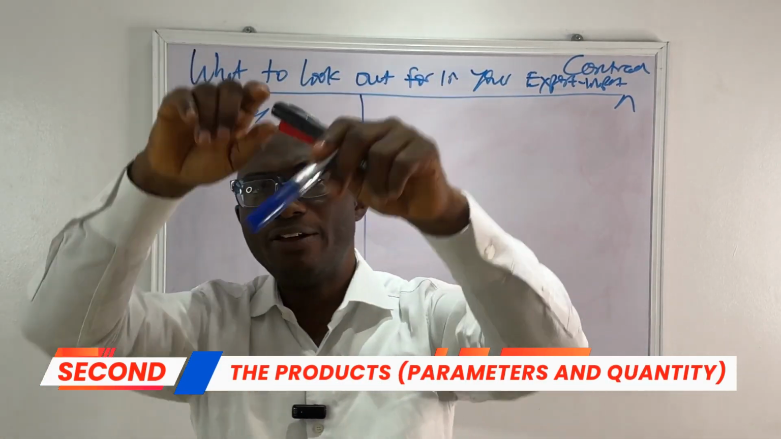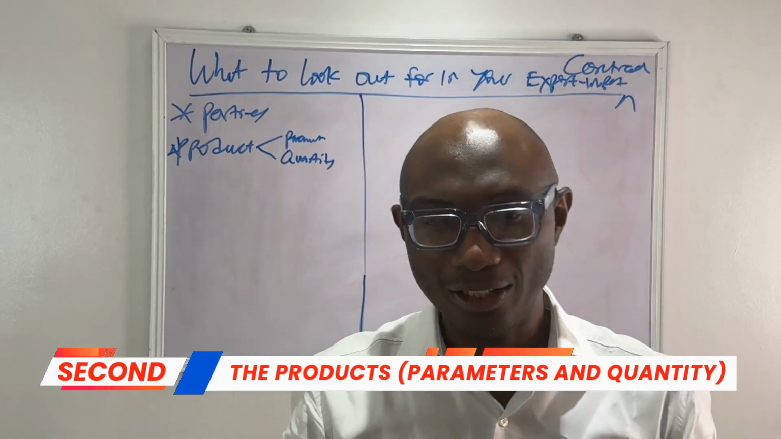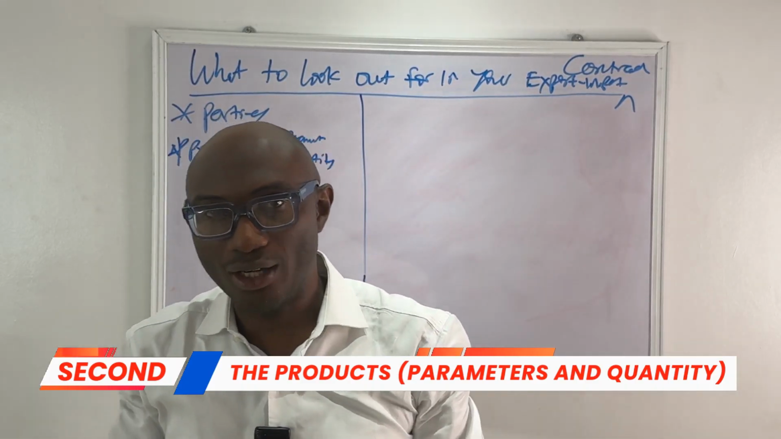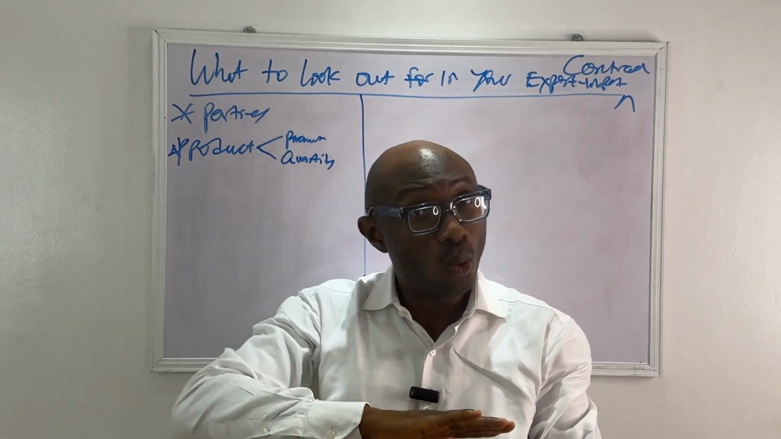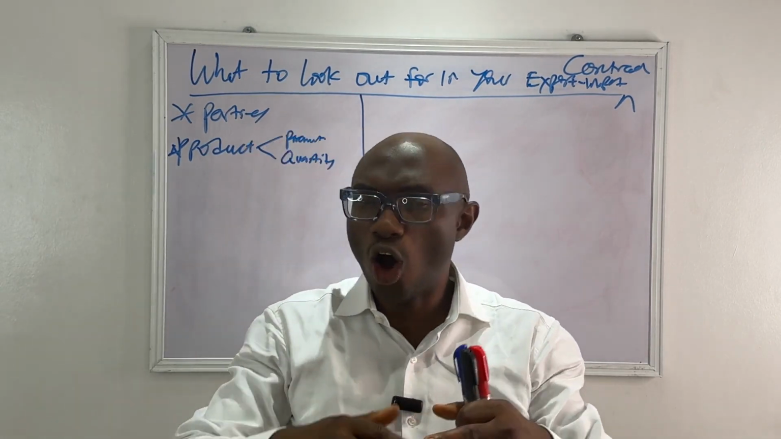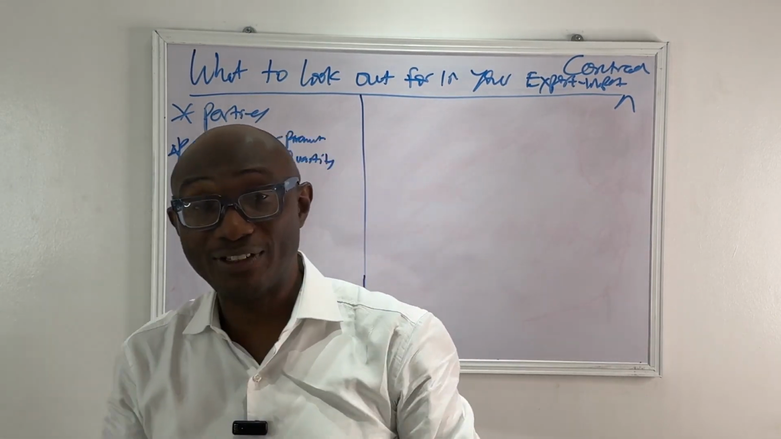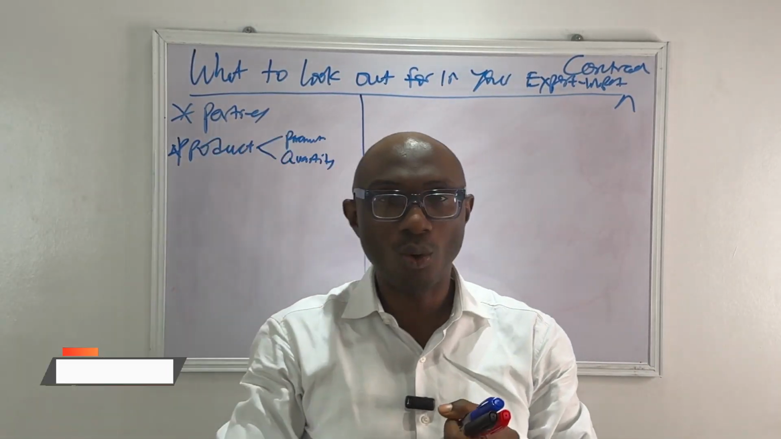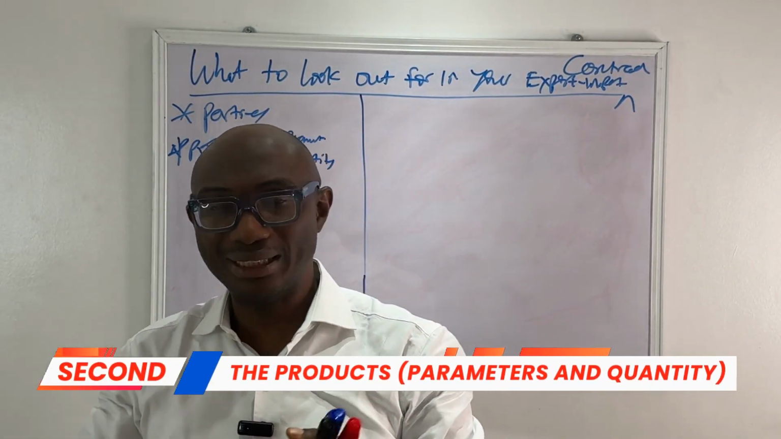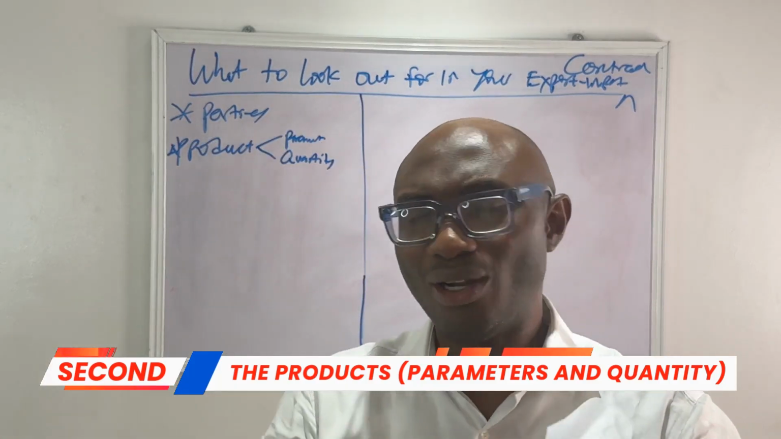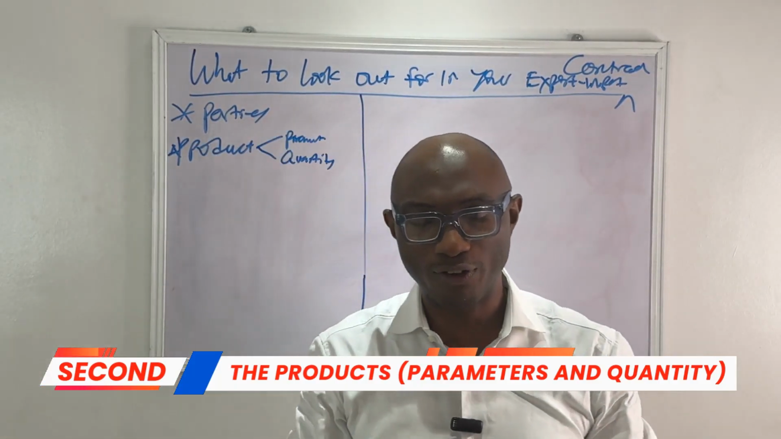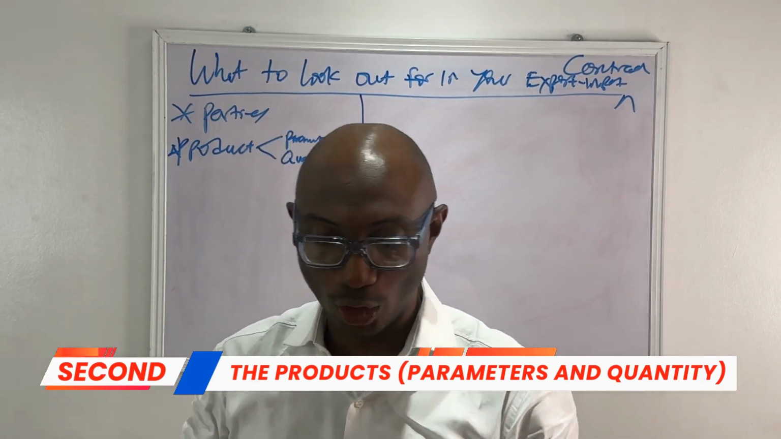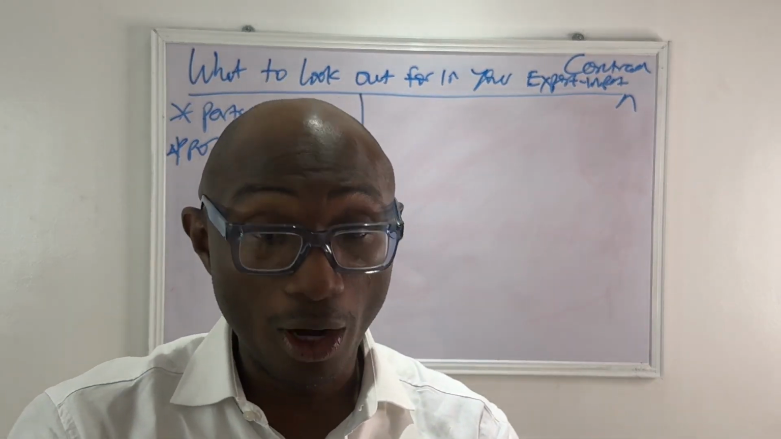So if I'm doing tiles, what is the dimension of the tile? What is the type of the tile? What is the color of the tile? If it's a commodity, what is the moisture content, what is the impurity level? What is the nut count if it's cashew nut, what is the kernel output ratio? All these nuances and information will be required. So number two, product.